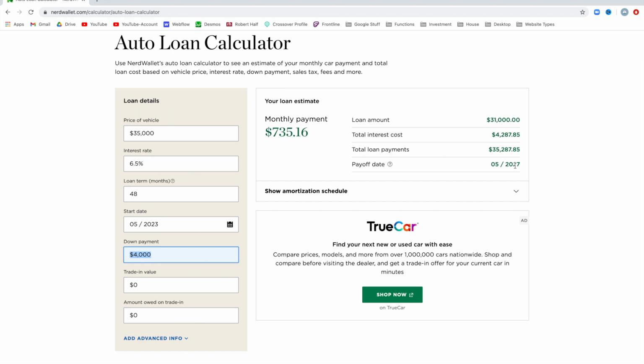So that's how auto loans work. And when it comes time for you to buy a new car, you can use this as a good tool to give you a good idea of what your monthly payments might be based off certain interest rates. Hope this helps, and have a nice rest of your day.